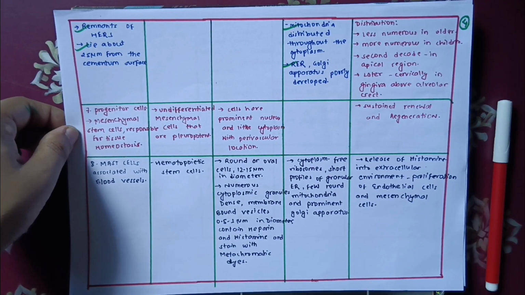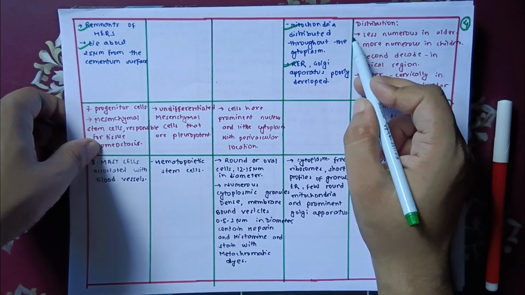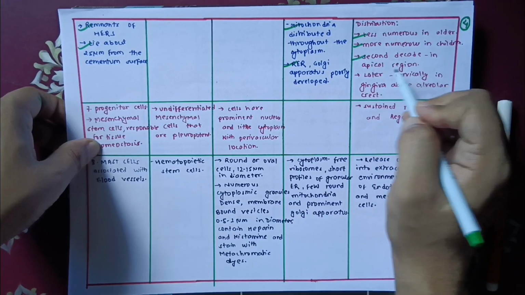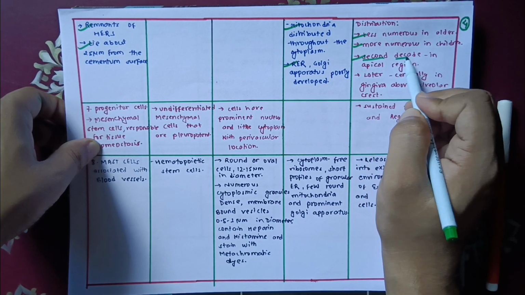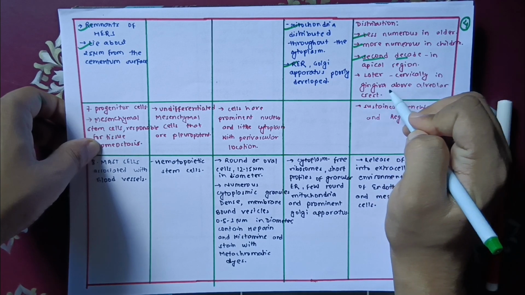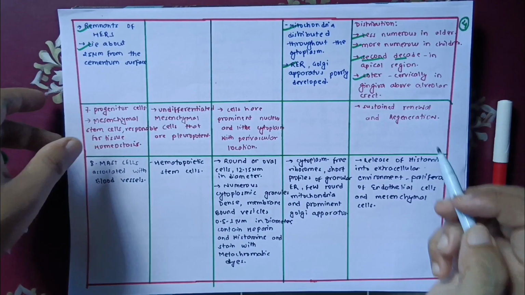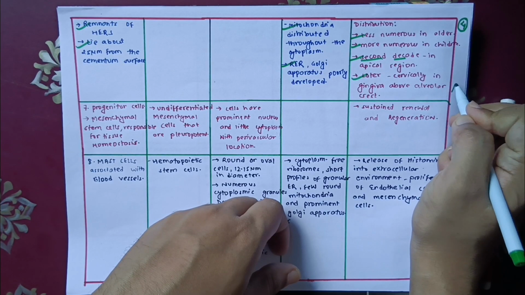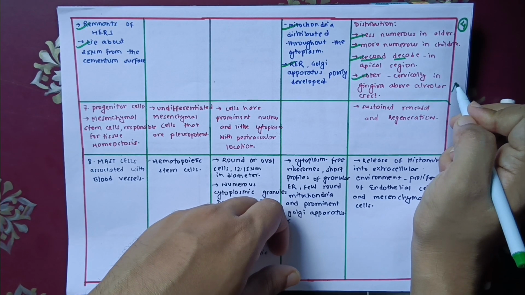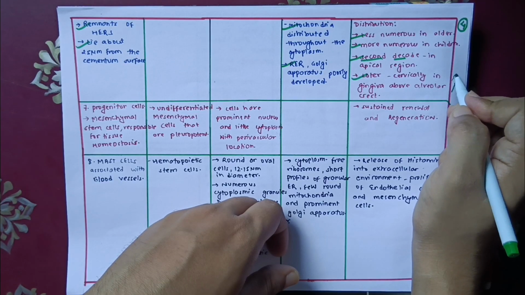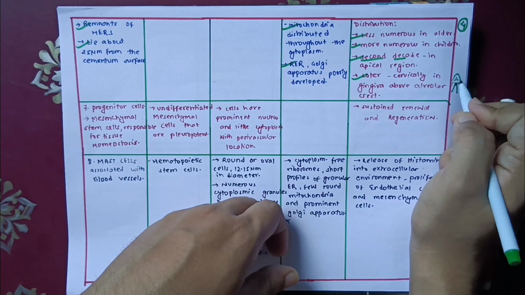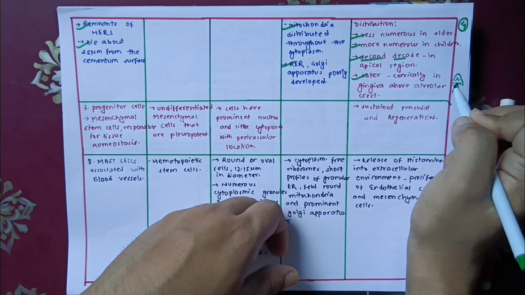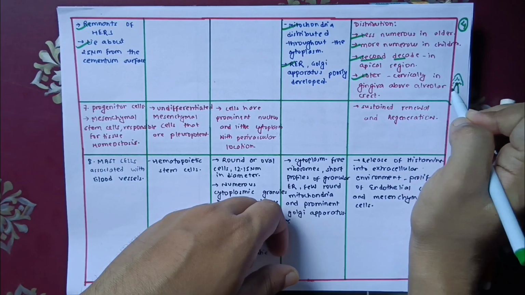After that, in the distribution, it is less numerous in the older but more numerous in the children, and in the second decade in the apical region. So in the apical region it is mostly present in the second decade. After that, later cervically in the gingiva above the alveolar crest. Alveolar crest means, this is the alveolar bone, and this is the crest. So the topmost portion of the alveolar bone is the crest, and above this there is the gingiva and there is a tissue. So it is present here, later in life, cervically in the gingiva above the alveolar crest.